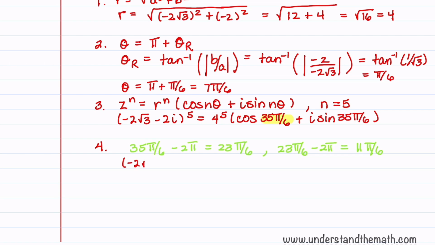We have minus 2 root 3 minus 2i to the 5th. Hang with me, we're almost done. This is equal to 4 to the 5th. 4 to the 5th is 1024. And then we have cosine 11 pi over 6 plus i sine 11 pi over 6.